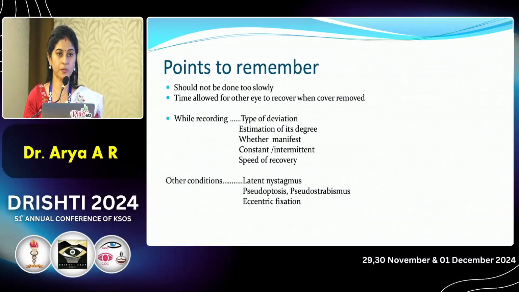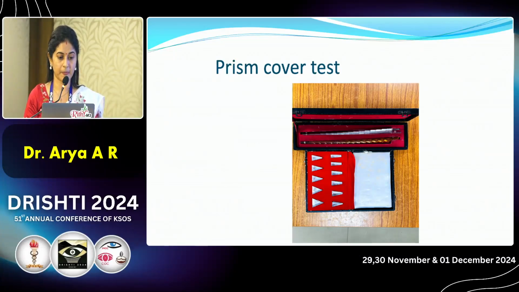Now the points to remember when you do a cover-uncover test: it should not be done too slowly, not too fast also. And while recording, you have to estimate its degree, type of deviation, and also the speed of recovery, whether it is good, fair or poor. And by the cover test, you can identify other conditions also like latent nystagmus, pseudoptosis, pseudostrabismus, and eccentric fixation.